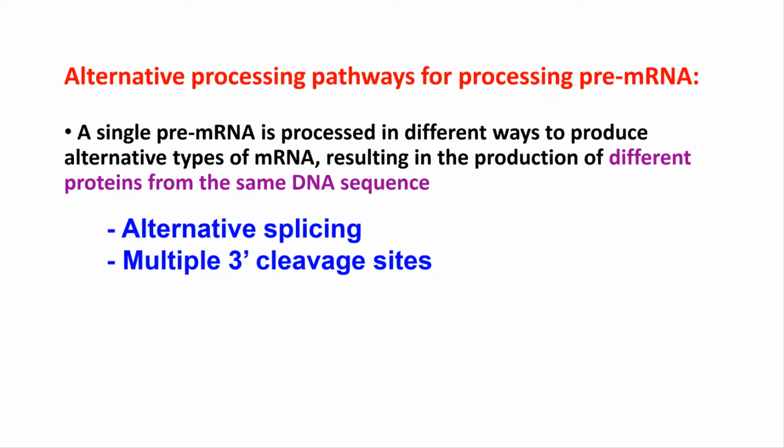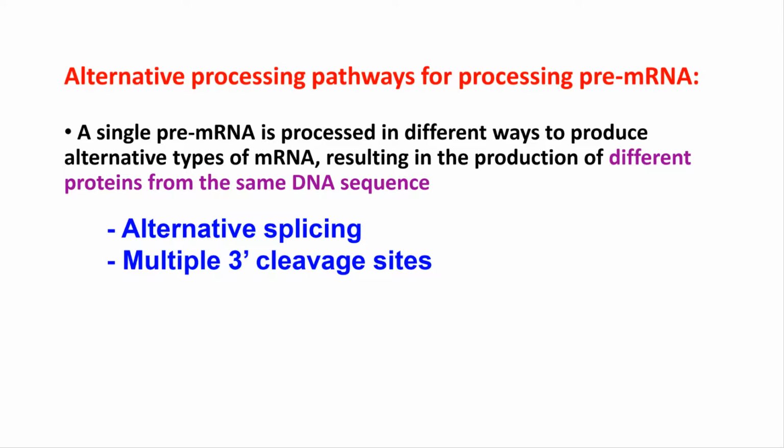You can see that in this way, alternative processing actually complicates further our definition of genes, when we define genes as a sequence of nucleotides that specifies the amino acid sequence. Because of alternative processing, the same DNA sequence can actually give rise to different proteins.